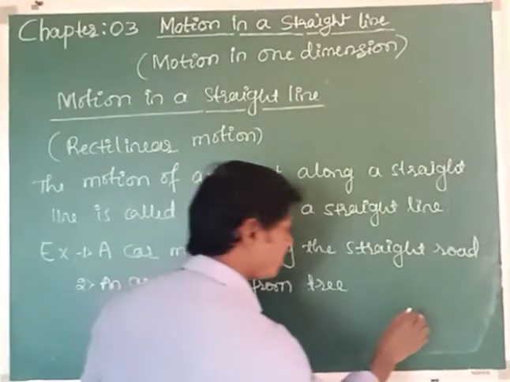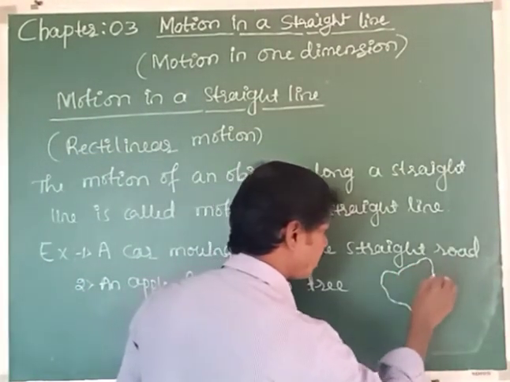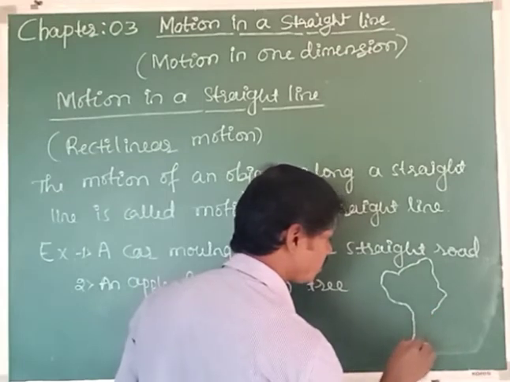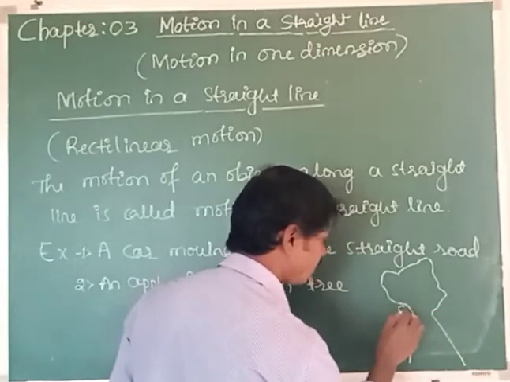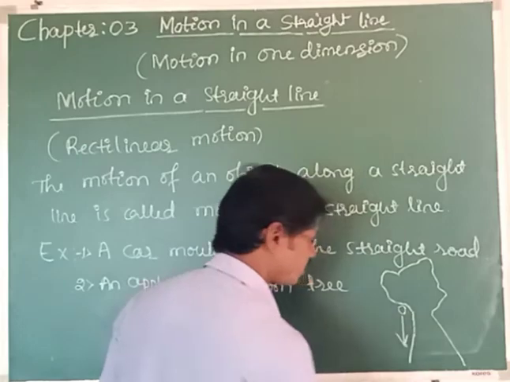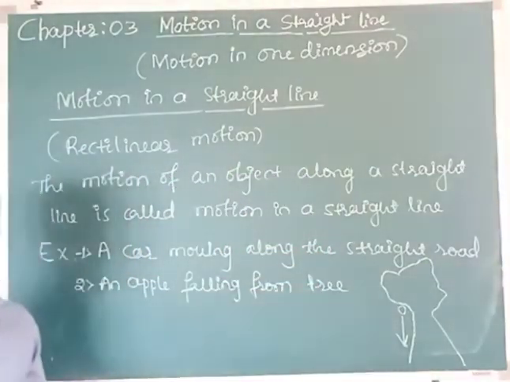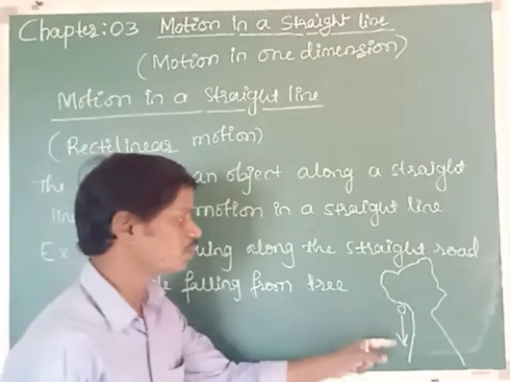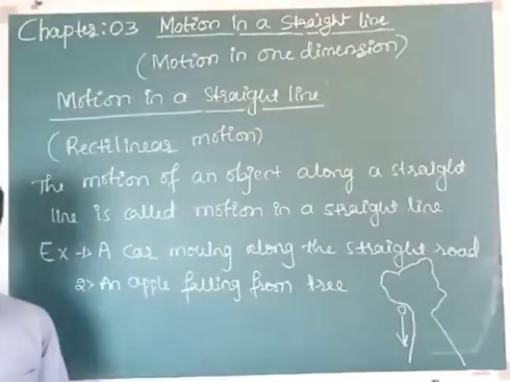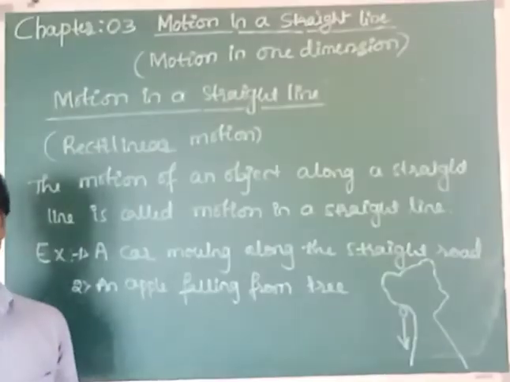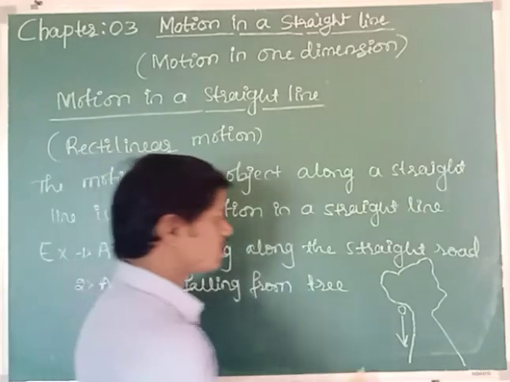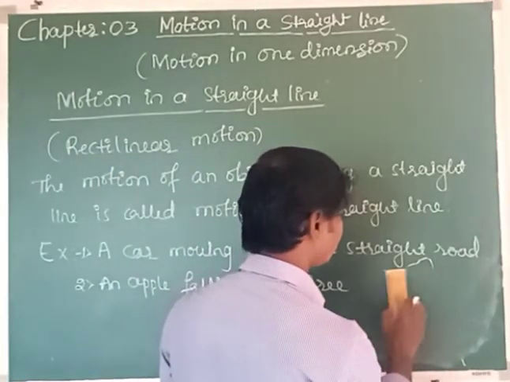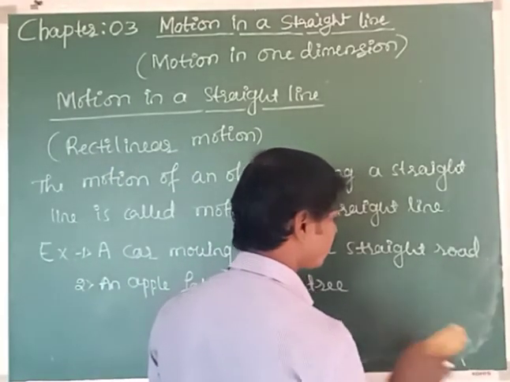Say this is an apple tree. Let us assume it is an apple tree. Then the apple is falling down. Then it is moving along a straight line. So that is why it is also an example for the motion in a straight line, and also it is called rectilinear motion. Okay, so this is about rectilinear motion or motion in a straight line.